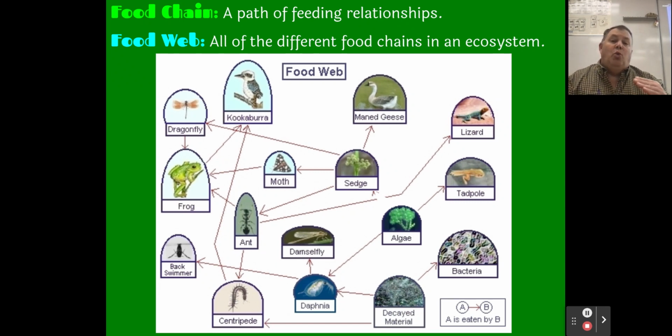If we're looking at just one chain, or just one pathway of that, this is referred to as a food chain. It's the path of the feeding relationships from one to another to a third to maybe a fourth. If we have several of those, that's the difference. In other words, several food chains would develop into what we call a food web. So several food chains develop into a food web.